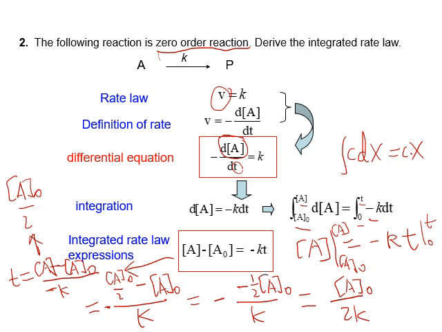So you see the half-life for a zero order reaction is proportional to the initial concentration. That's very different from a first order reaction, in which the half-life is independent of the initial concentration.